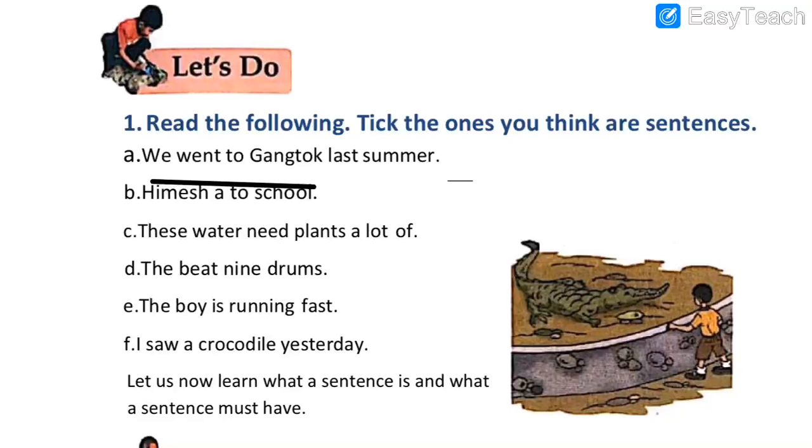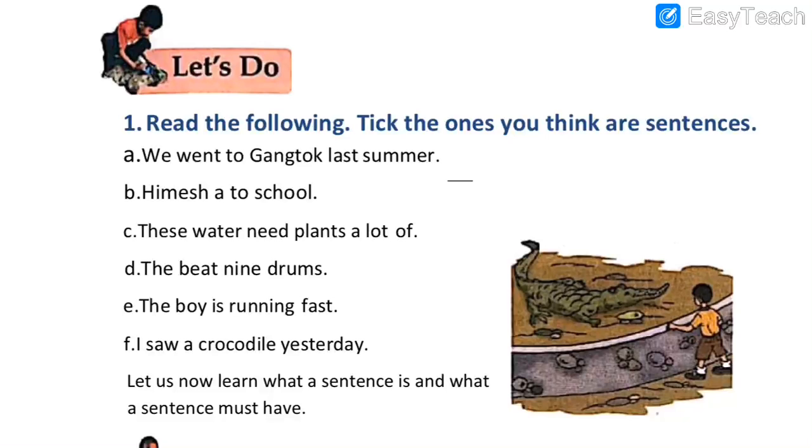Read the sentences. We have to read the sentences and tick the ones you think are sentences. If you think it is a sentence, then we have to put a tick mark. If you think it is not a sentence, then we will put a cross mark. So let us read one by one and understand. See what is given over here.